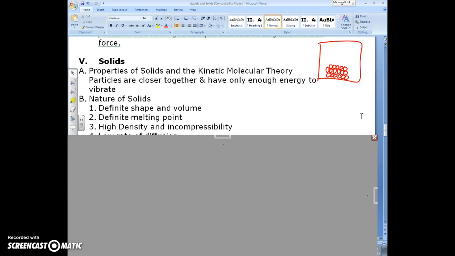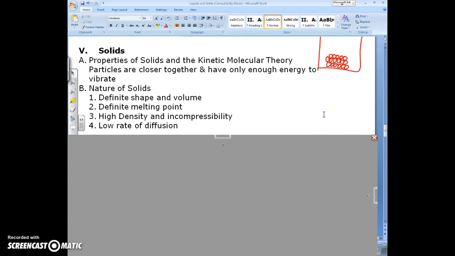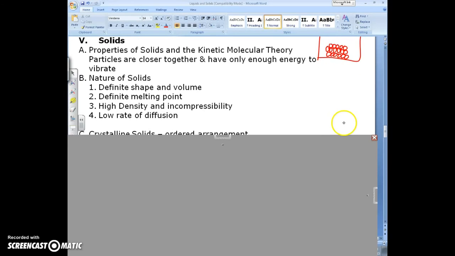They have high density because there's a lot of mass. Those particles are really, really close together per unit volume. And because those particles are so close together, there's no space to get rid of like there was with gases. Now, solids do have a low rate of diffusion. Notice I just said low, not no. So if you put two solids together, you will get some diffusion, but that is a very tiny amount on a particle level, and it's going to take a really, really long time.